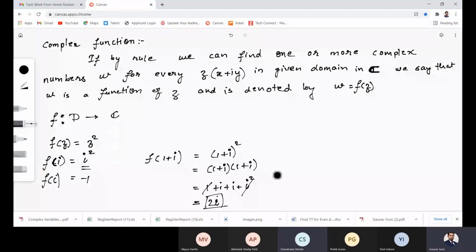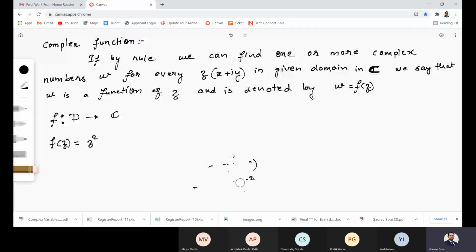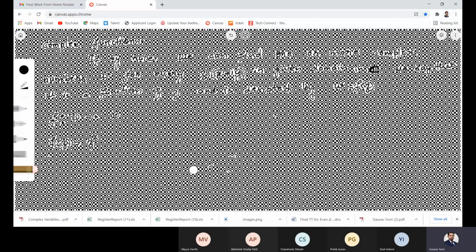So, in this particular example, I talked about particular complex numbers. The rule is given to you: f of z is equal to z square, and I found out what will be the answer for f of i. By this rule z square, for a given complex number, I am getting another complex number. So this is a complex function. Various functions can be given which will assign another complex number to the given complex number. So the first example is this.